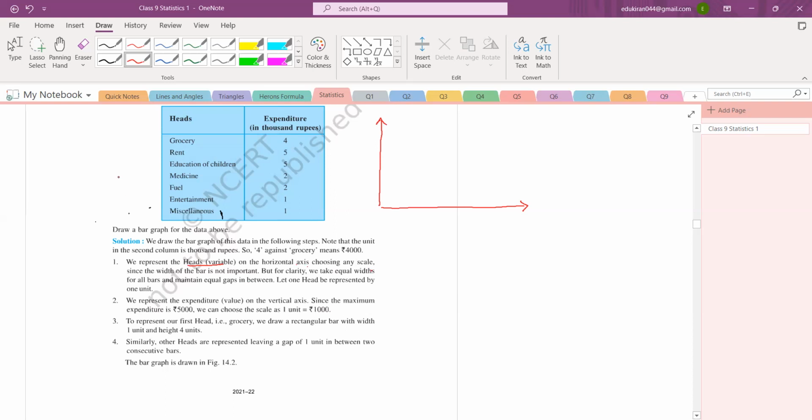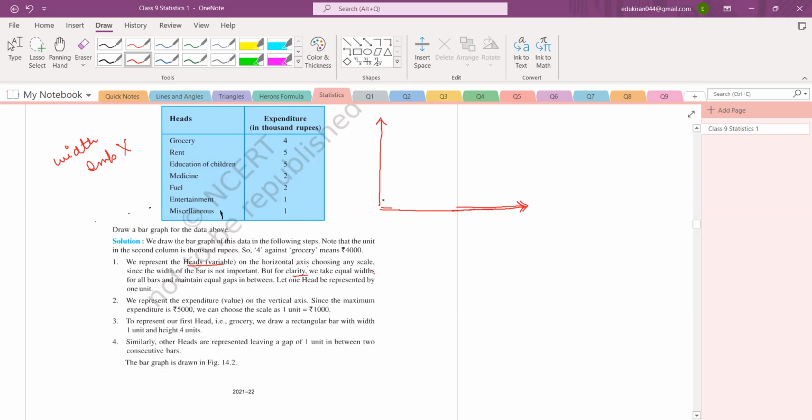Now in the bar graph, the width of the bar is not important. It is very important in the case of a histogram, but in the bar graph it's not important. You can take this much or this much, it doesn't matter, but all should be the same. They should be equal. When we do the questions, it will become more clear. I'm just trying to give you an idea how to draw, so you don't have to write anything. For clarity, we take equal widths for all bars and maintain equal gaps in between.